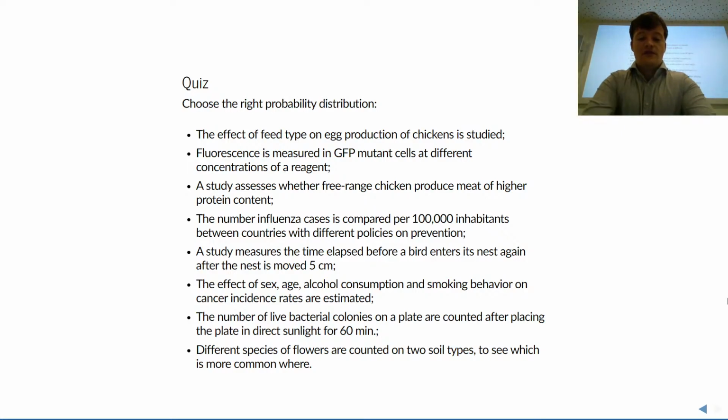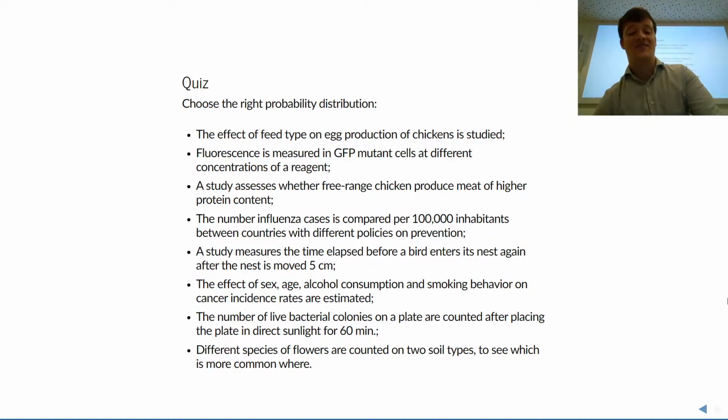Okay, then the last one. We have different species of flowers, and they're counted on 2 soil types to see which is more common where. And that follows what kind of distribution? What is the outcome here? I'll give you a hint. It's not written in the question. The outcome is like a frequency. Exactly. The number of plants is the outcome. And that would be distributed as Poisson. Counts are Poisson.